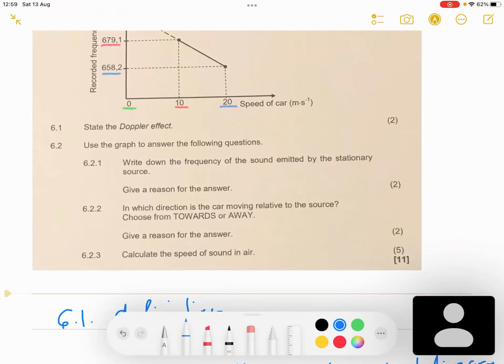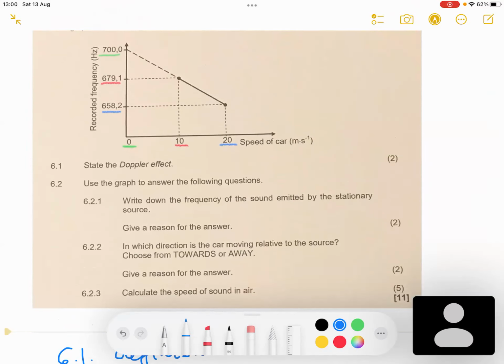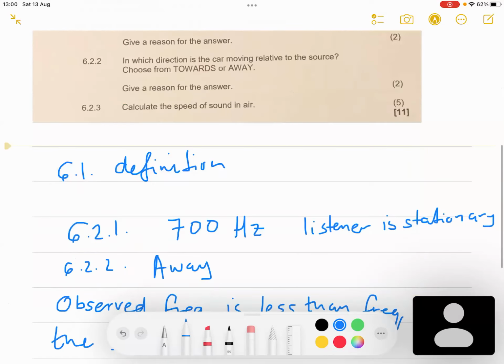Okay, so this one is a little bit different because normally they tell us what the speed of sound in air is, and they'll ask you for the speed of the listener or speed of the source. Now they want you to calculate the speed of sound in air. Okay, so for us to do that, you will have to use the graph now to choose the values for FL and FS. So you could choose whichever one. You could use where the speed is 10 meters per second. So we could use the VS as 10 and the frequency as 679. Or you could use the speed of 20 and the frequency of 658.2.